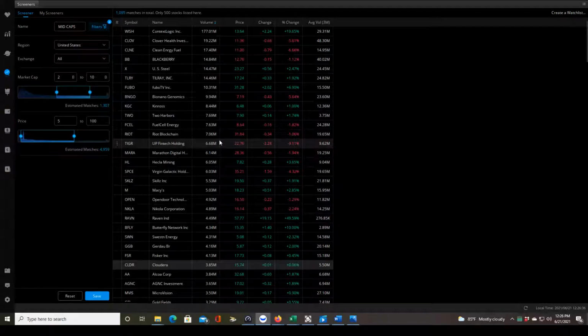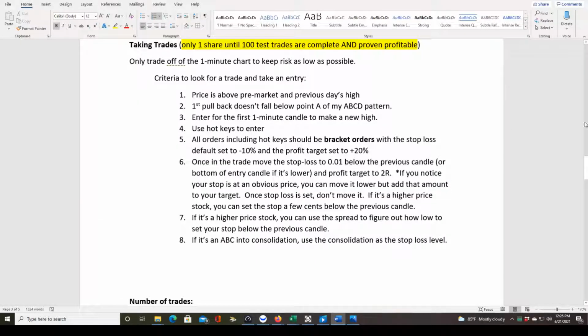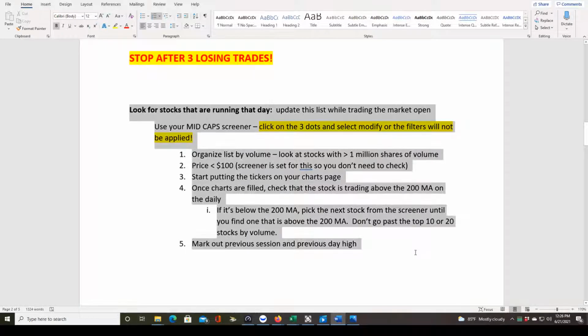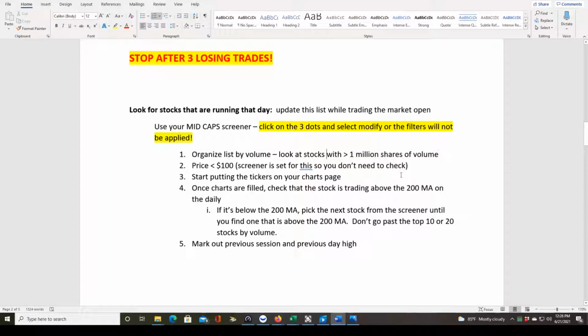Well, I check the daily chart first. I'll show you in my day trading plan. This is my screener criteria right here. I check the daily chart, make sure they're trading above the 200 MA. This is after I've confirmed that they're trading with 1 million shares or more and that they're below $100.